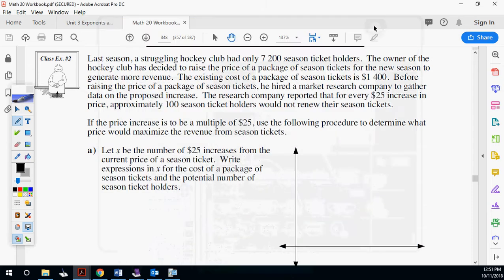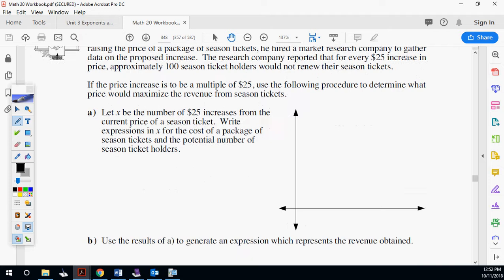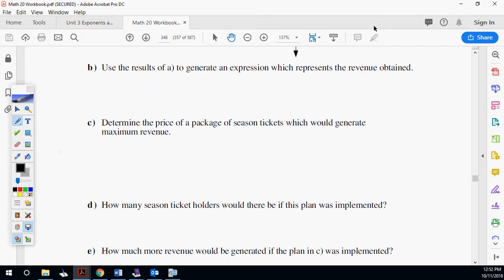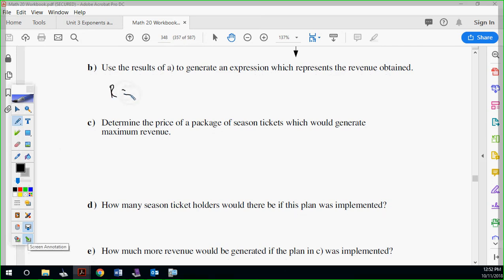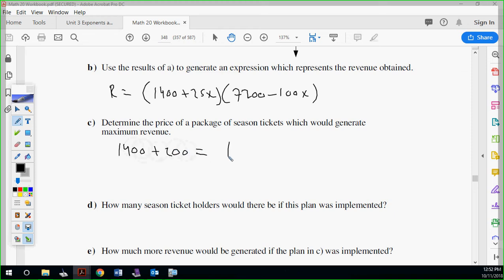So let's go and put that all into words here. So we already had the picture, so I'm not going to draw that for now. Use the results to generate an expression of the revenue obtained. We did that, so the revenue equals 1,400 plus 25x times 7,200 minus 100x. Okay, determine the price of the package to generate the max revenue. We did that. The price would be 1,400 plus 200, so $1,600.